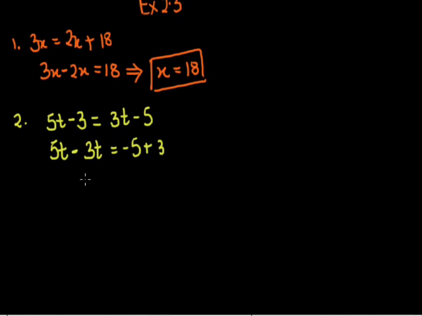So 5t minus 3t is 2t. 2t is equal to minus 2. To get the value of t, I will divide by 2 on both the sides. So t will be equal to minus 1.